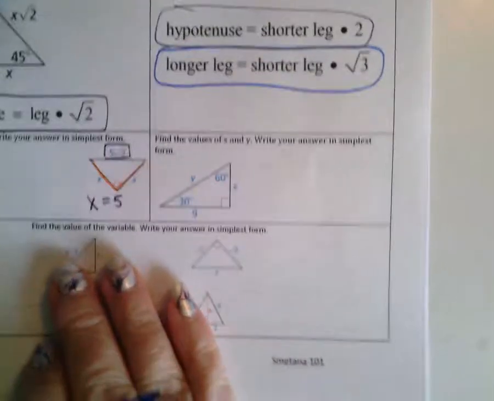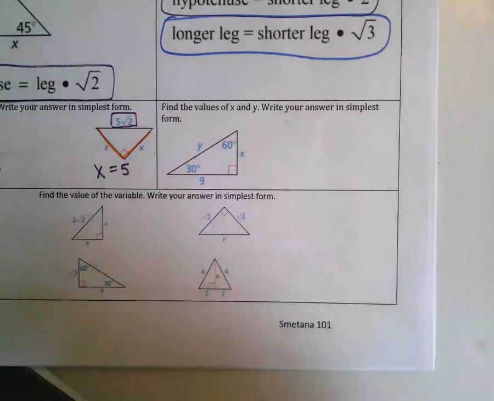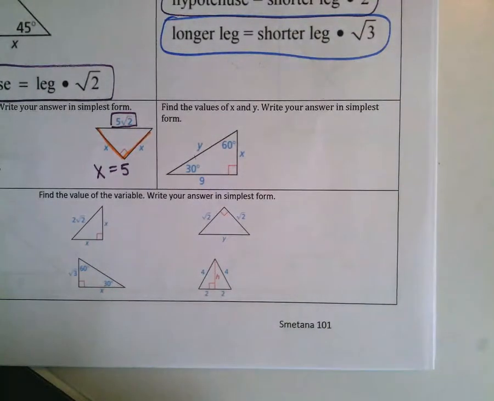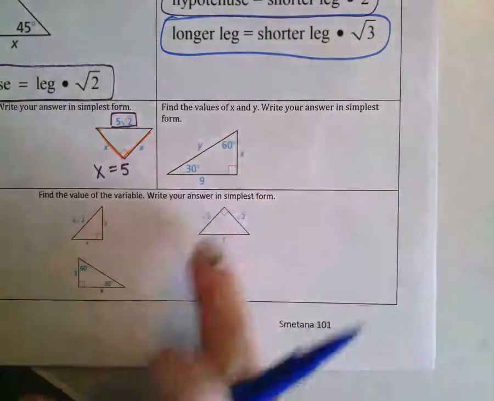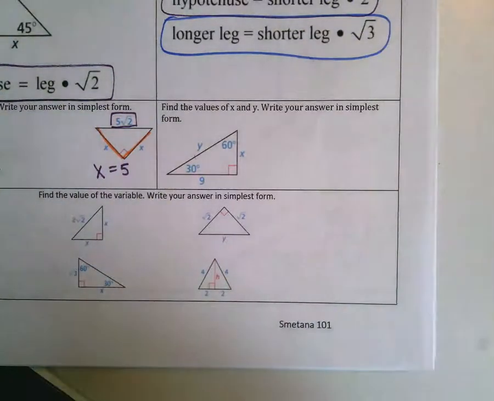Okay, let's try one. So the values of x and y, by the way, this is a short lesson. You're probably like, yay, thank goodness, because there isn't really too much to discuss with these types of triangles, first of all, but secondly, it's a shorter lesson. It's only the front page. So we have 1, 2, 3, 4, 5 more examples and we're done.